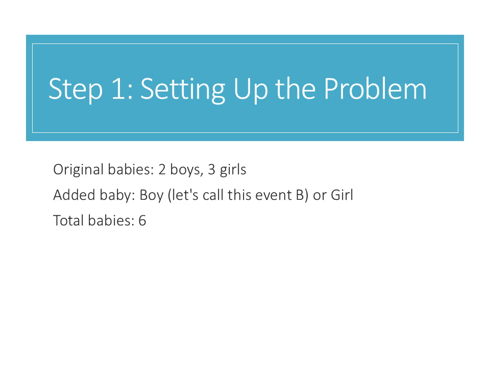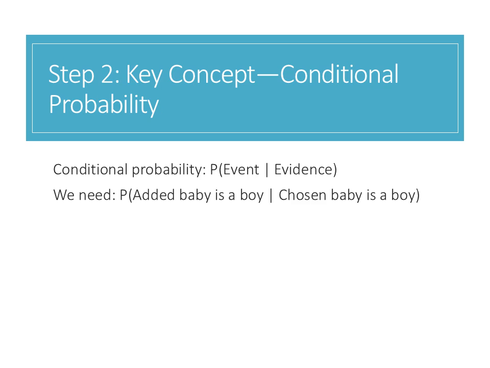baby is a boy? The heart of this problem is conditional probability. This is where we want to know the likelihood of one event given that another event has already occurred. In mathematical terms, we write this as P of A given B. Specifically in our case, we are trying to find the probability that the added baby is a boy, given that the randomly chosen baby was a boy. Symbolically, we'll write this as the probability that the added baby is a boy, given that we picked a boy.